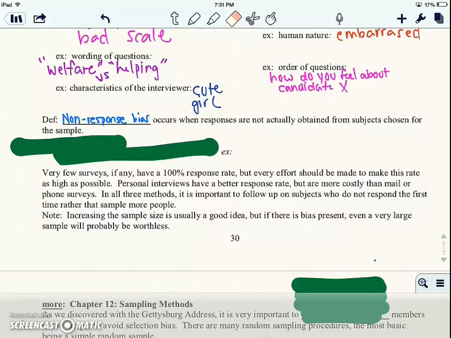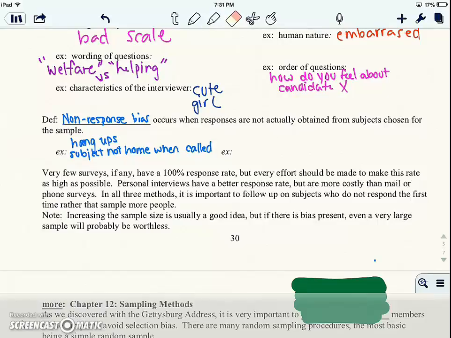So the next definition is non-response bias, which occurs when responses are not actually obtained from the subjects chosen for the sample. So you may say, I'm going to call every person in a neighborhood in Sandy, but when you call those numbers, okay, people hang up or they weren't home when you were called. You now have non-response bias. Maybe you called during the day when people worked, and so the only people that answered the phone are people that don't work, retired people or stay-at-home moms, which is going to bias whatever question you're asking them, okay?